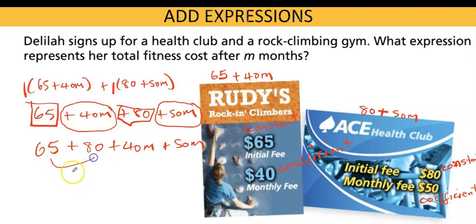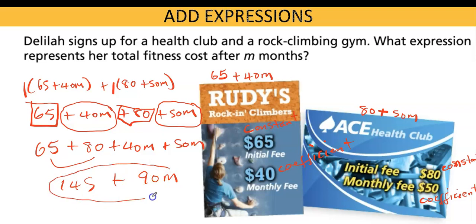Alright, when I combine these two terms, I see that I get 145 plus, when I combine these two terms, I get 90M. Alright, so here we have added expressions.